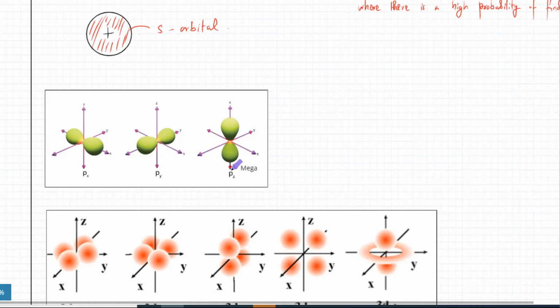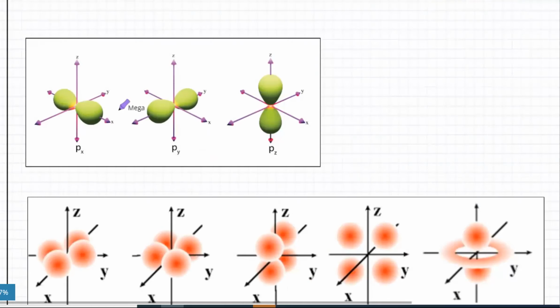Now the s orbital doesn't have any variation. Why? Because it's a spherical orbital, so it's got only one orientation. The p orbital has 3 orientations: a px, a py, and a pz. Px means the electron is on the x-axis, py means the electron is on the y-axis, and pz means the electron is on the z-axis. The negative charge is distributed around the z-axis.